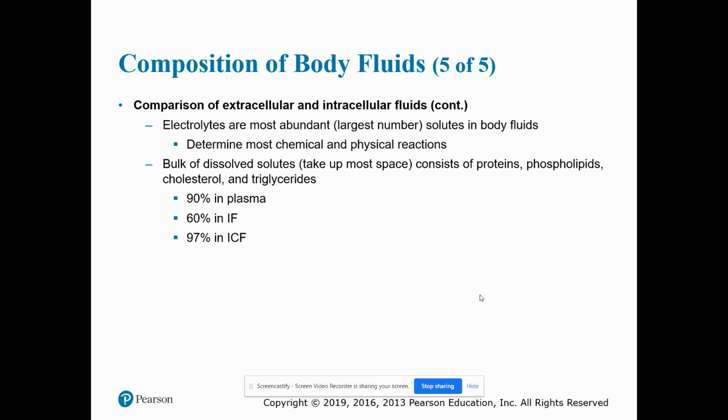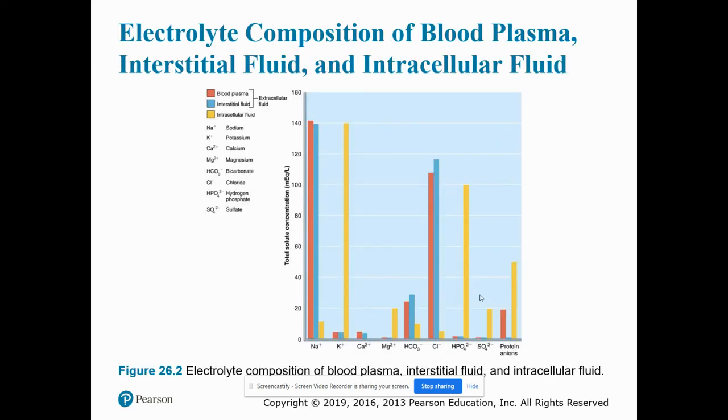Electrolytes are the most abundant solutes in fluid, which means that there's the largest number of them. And they're going to determine most chemical and physical reactions. But the bulk of dissolved solutes, what takes up the most space, consists of proteins, phospholipids, cholesterol, and triglycerides. So if you recall what we just went over, sodium is a major cation in blood plasma and interstitial fluid. And then look down here, potassium is the major cation in intracellular fluid.